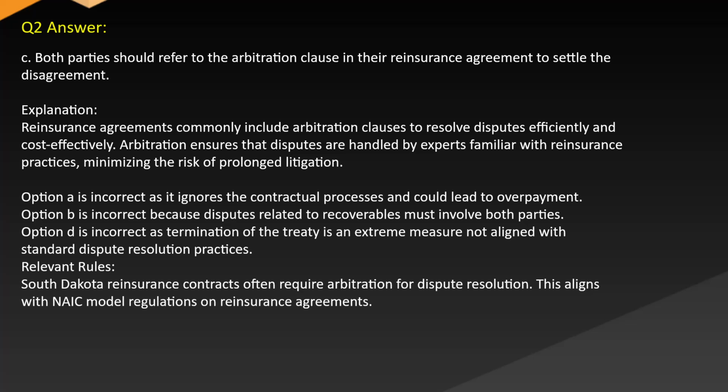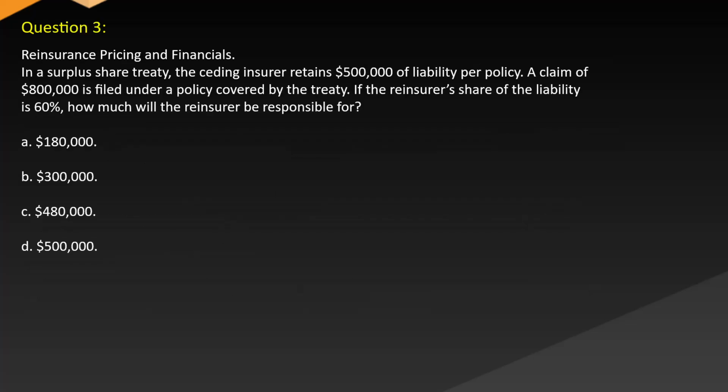Relevant rules. South Dakota reinsurance contracts often require arbitration for dispute resolution. This aligns with NAIC model regulations on reinsurance agreements. Question 3. Reinsurance pricing and financials. In a surplus share treaty, the ceding insurer retains $500,000 of liability per policy. A claim of $800,000 is filed under a policy covered by the treaty. If the reinsurer's share of the liability is 60%, how much will the reinsurer be responsible for?